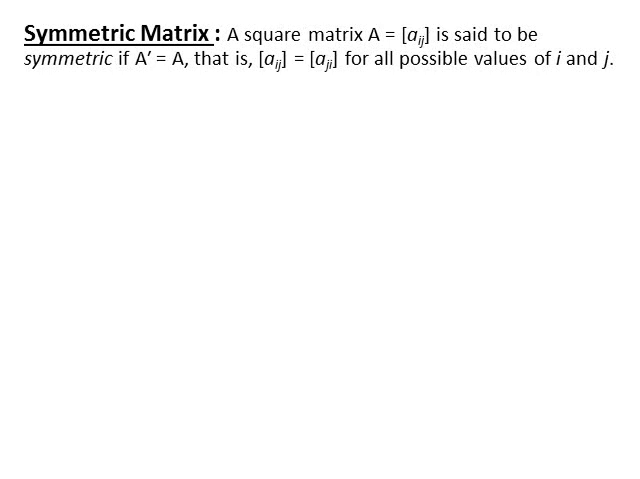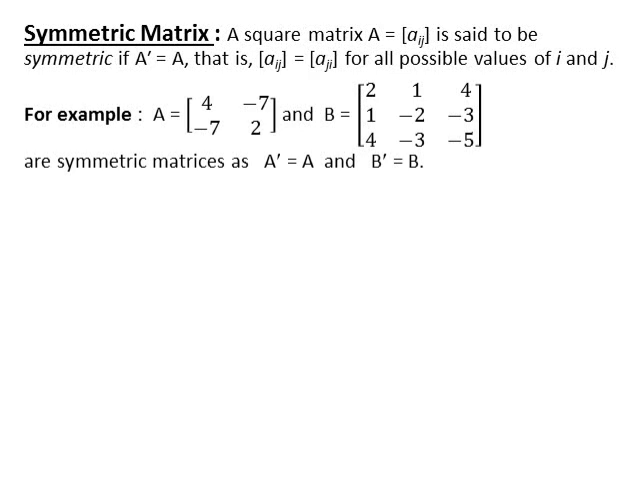Next is the symmetric matrix. A square matrix A is said to be symmetric if the transpose of matrix A equals matrix A itself. It means element Aij equals Aji. For example, A and B are two square matrices of order 2 and 3 respectively. Take the transpose of matrix A. You will find it is equal to matrix A itself. Similarly, the transpose of matrix B is equal to matrix B itself. So these two matrices are examples of symmetric matrices.